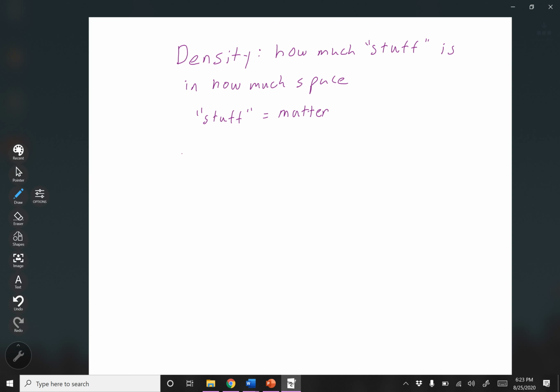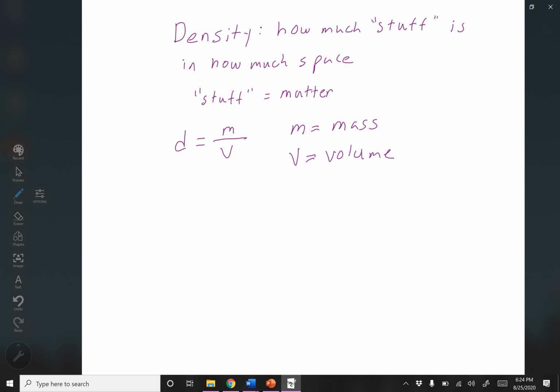Okay, so if we define it mathematically, we can say D is equal to M over V. And here M is equal to the mass, in other words, how much stuff, and V is our volume, how much space. So that's just our very simplistic definition of density. So how much stuff is in how much space. And so if I want to calculate it, I just take my mass and divide it by my volume.